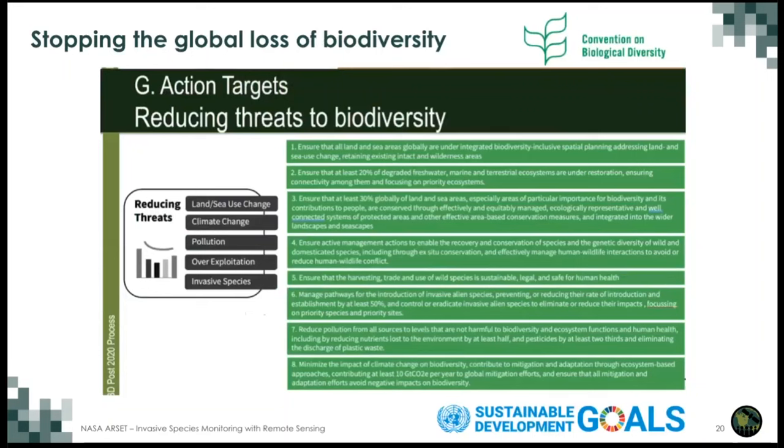In recognition of the threat that aquatic invasive plants have to biodiversity, the Convention on Biological Diversity has set an action target to specifically reduce the invasive species and the establishment of them by 50% around the world by 2030.